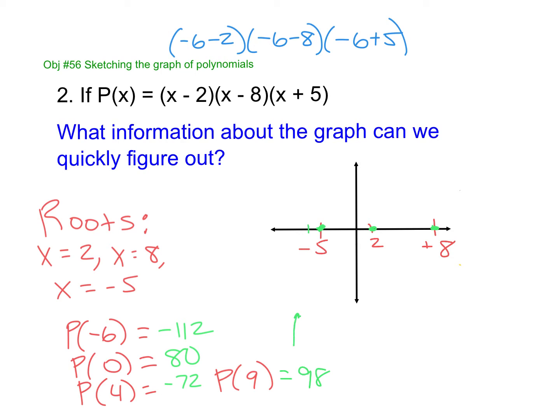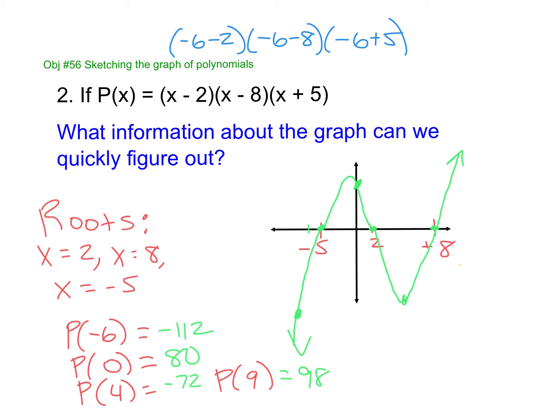So that means the graph is going up like this, and then between -5 and 2, at 0 we hit 80, so it's going to go up and hit 80, come back down. And then at 4, it's going to go down again to -72, turn around, hit 8, and then go up. Right. So we put these dots in here to help us figure out what this thing actually looks like.